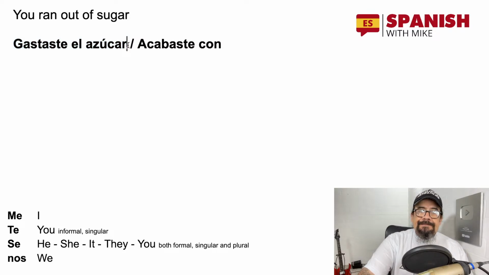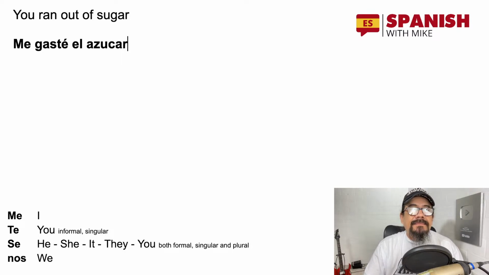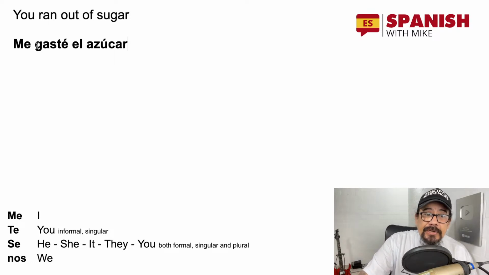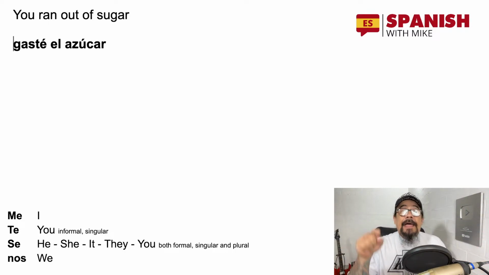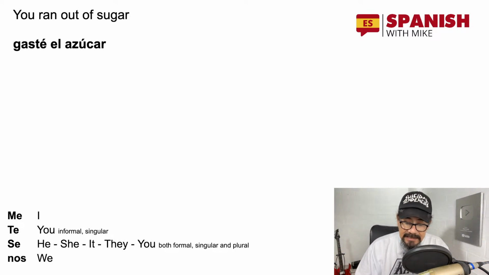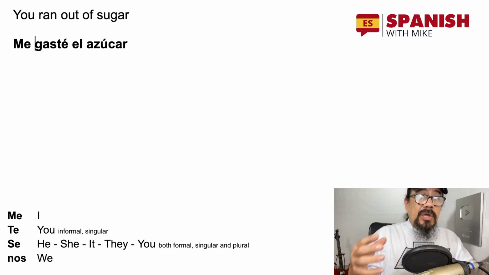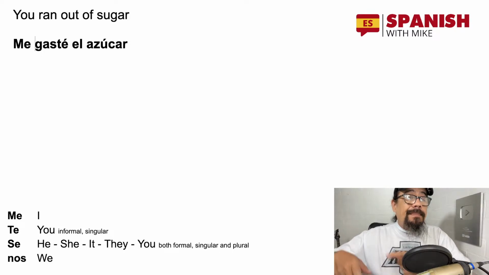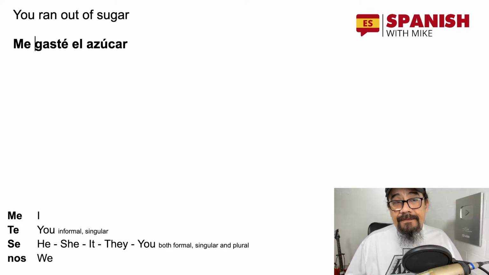But I say, you know something? I'm going to say, me gasté el azúcar. Right? Me gasté el azúcar. Question, what happens if you remove me? Gasté el azúcar. It's the same. So this is a dative of interest, because it's the same information whether you have the reflexive form or not. Me gasté el azúcar. And with me gasté el azúcar, you imply that you are being affected directly by the action itself. Remember, it can be either benefit or being affected in a negative way.